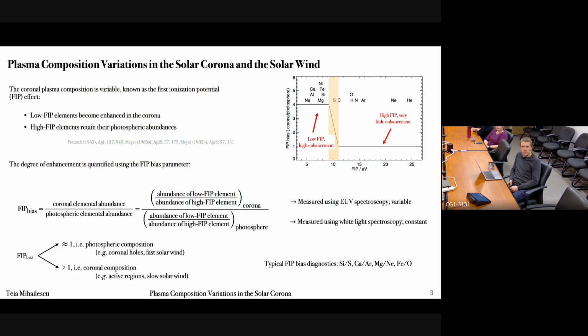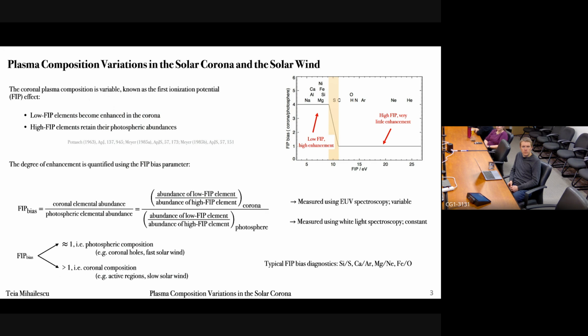So when we talk about plasma composition variations in the corona, we mainly refer to the FIP effect. This is the process whereby elements that have low first ionization potential become enhanced in the corona, compared to elements that have a high first ionization potential that don't. They retain their photospheric abundances. And the separation between low FIP and high FIP is at about 10 electron volts. So below 10 electron volts, those are low FIP elements. Above 10 electron volts, those are high FIP elements.